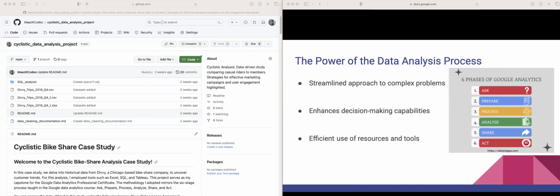So the power of the data analysis process is that it's a streamlined approach to complex problems. We need to be able to solve problems, and with industry experts and data scientists, that is much more doable. But they need a process. Then it enhances the decision-making capabilities of leaders. So by providing data, we can do data-driven decision-making. And finally, it allows for the efficient use of resources and tools.